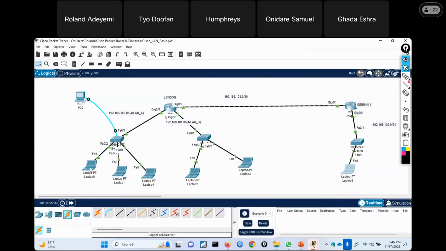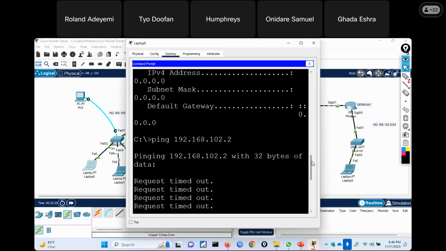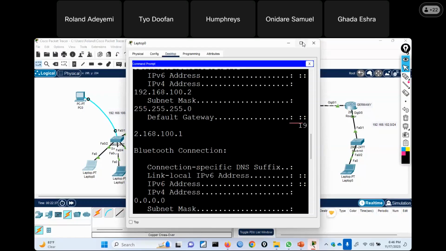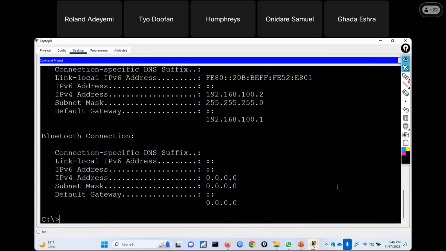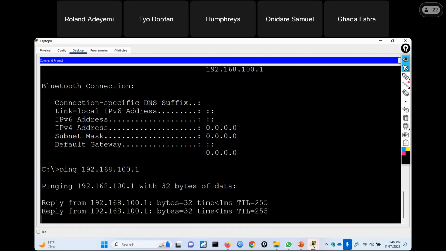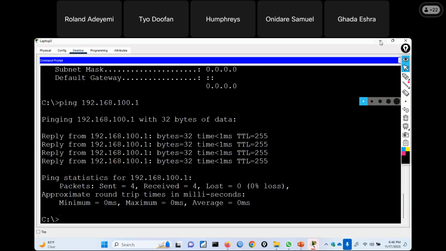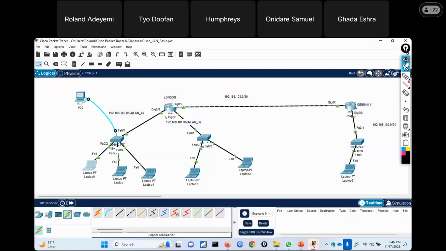Then the other guy that we are trying to ping, can he hit his own gateway too? What's his gateway address? Because if you can't hit your gateway, then you can't go out. The gateway is 192.168.100.1. This guy can also hit his gateway. Okay, so what's the matter here? I don't know yet. Let's find out.